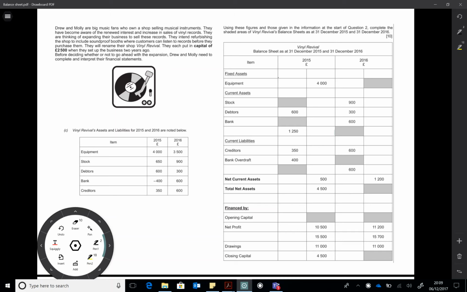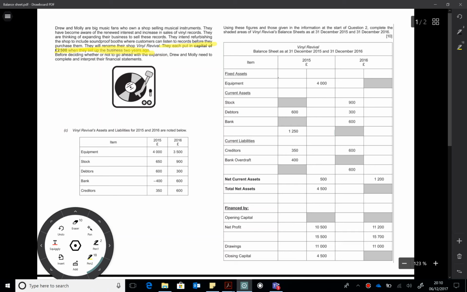For our balance sheet, we need to start off by referring back to the start of question 2. In that bit of information, it is likely that it will tell you how much your opening capital is, and that will be the only or the main bit of information you will need for your balance sheet. If we look at this section, we know that there are two people that have purchased the shop initially, and they've both put in a capital of £2,500.